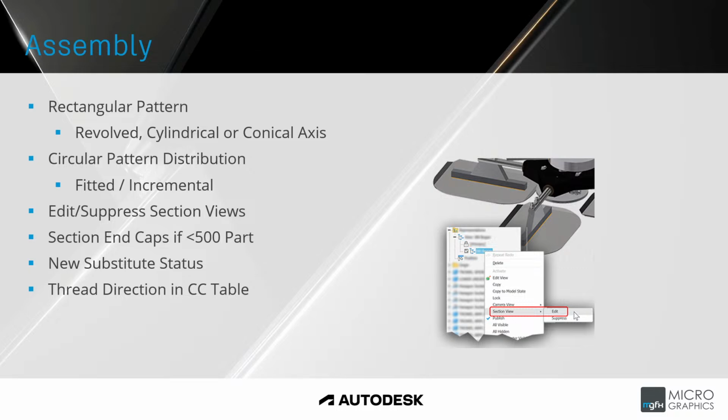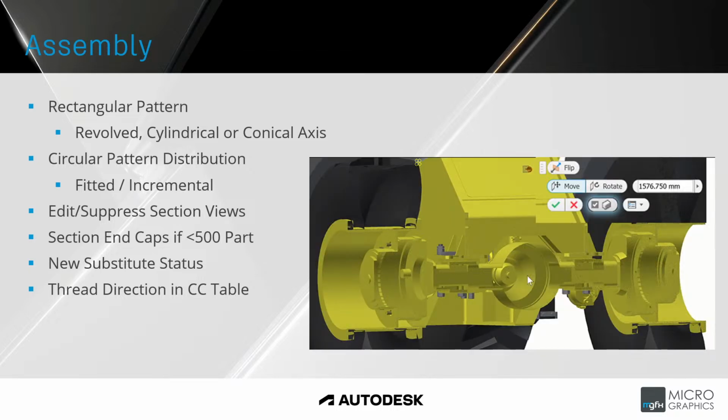Section views have also received quite a lot of improvements, with edit and suppress options. But also, if we have assemblies that are greater than 500 parts, the end cap of the section does not display. If your assembly has less than 500 parts, which is typically the large assembly threshold or express mode threshold that is set, you would then have the end cap displayed.